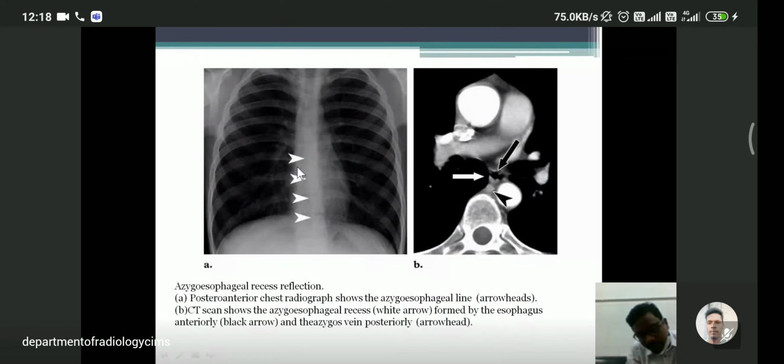And anteriorly is the opacity of the esophagus, and posteriorly the azygos vein. We can see in this cross-sectional CT image, this is your right lung zone, and this is your esophagus anteriorly and your azygos vein posteriorly. So this line is formed, which is called the azygoesophageal line. In most mediastinal masses, like those arising from the trachea or esophagus, it will be displaced or disrupted.